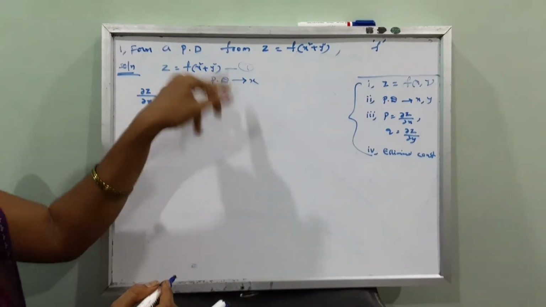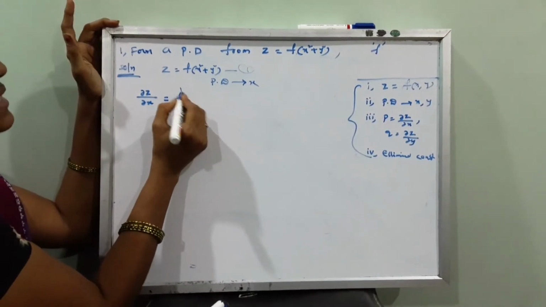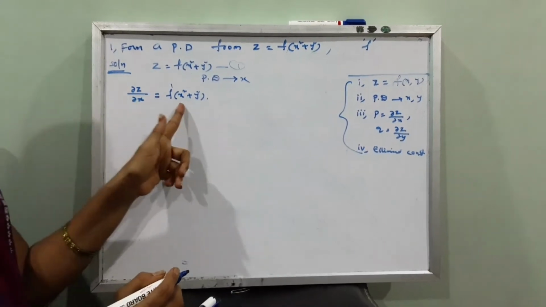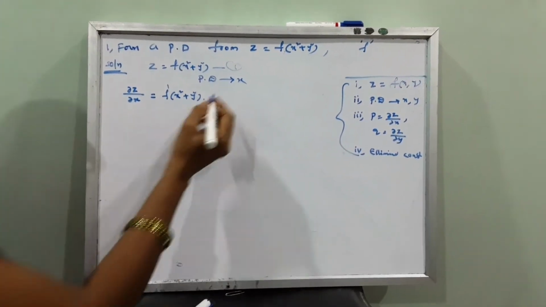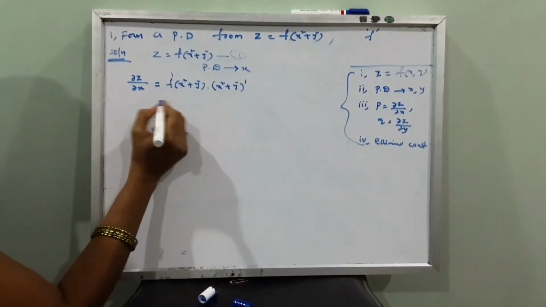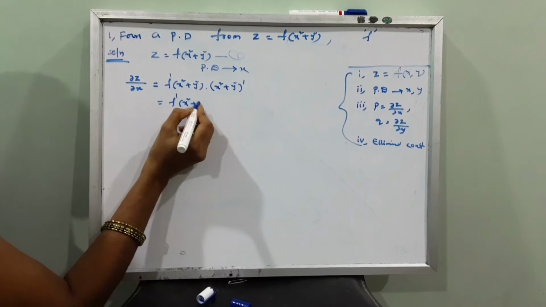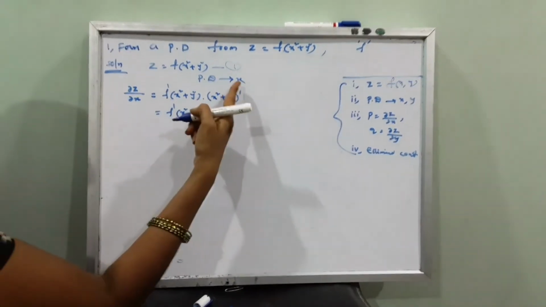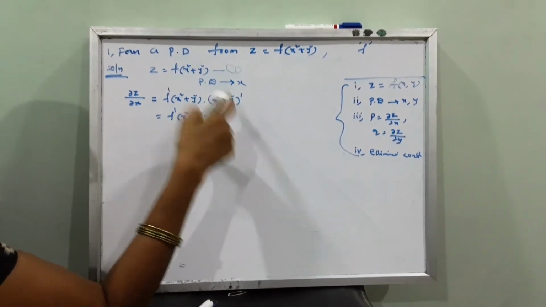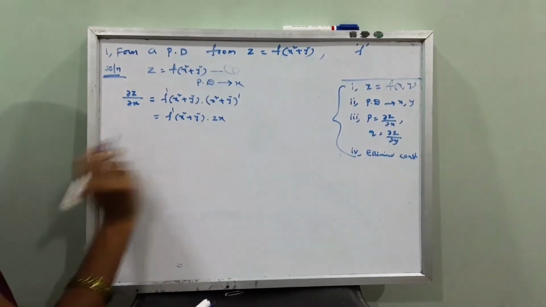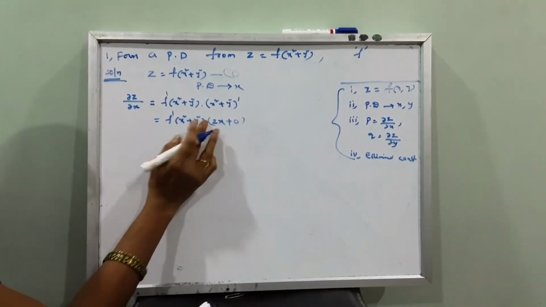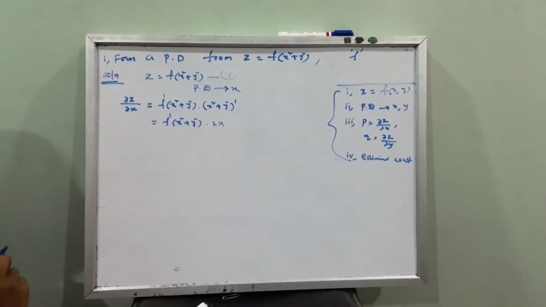Dou z by dou x is equal to f dash of x square plus y square into, again we have to differentiate x square plus y square. With respect to x means we differentiate only x; here y is a constant. X square differentiates to 2x, y square is a constant so it is 0. So 2x plus 0, which is 2x.